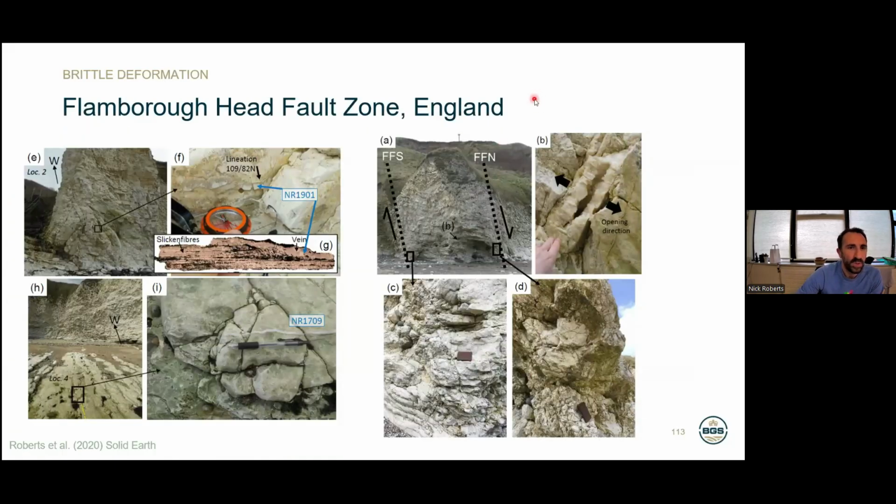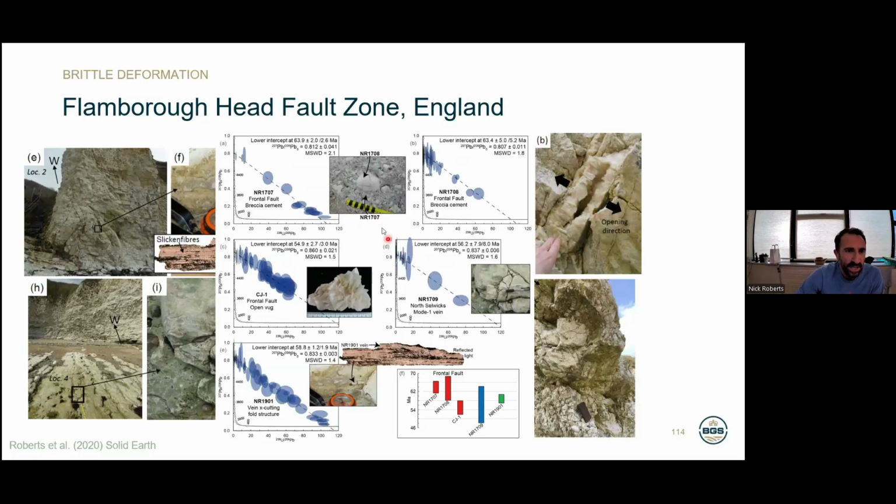In terms of dating brittle deformation, I put this example in because I know a lot of UK people are familiar with Flamborough Head, with its famous outcrops. These are different types of structures we've dated here: planar, opening-mode veins, some fibrous calcite visible on the fold structure, breccia zones with a lot of calcite cements in the fault zone, and then tensile veins with some nice coarse crystals. So we've dated as many of these different types of structures as we can, and built up the timing of the deformation going on.